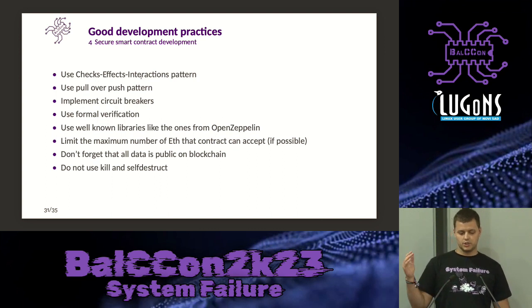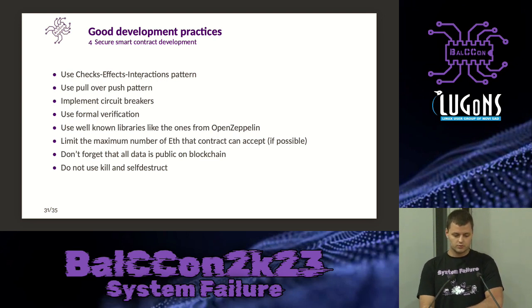So checks-effects-interactions is the pattern that's called, and it's something that everyone should do when implementing any functions that could be re-entered. Pull or push. Don't try to push tokens to anyone. You don't know what's on the other side. Is it a user account, is it a smart contract, is it something malicious or not? Let the user come and pull the tokens for themselves.